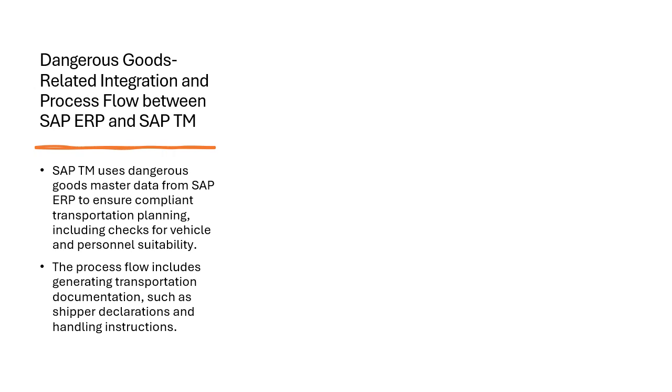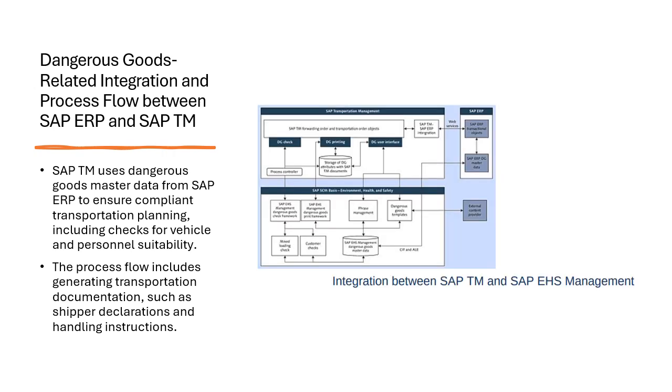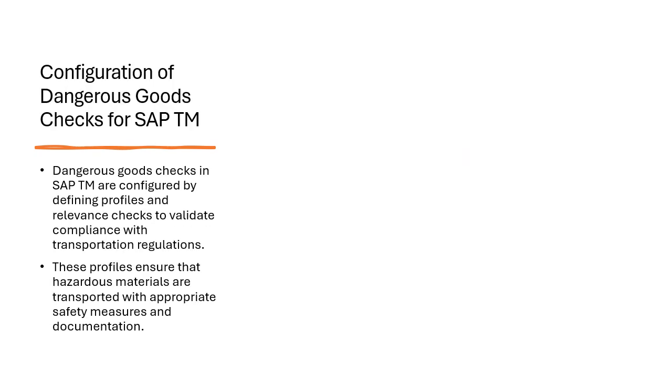So this integration ensures that correct safety checks are applied, and that compliance with international regulations, which need to be maintained, is ensured. And this image shows how SAP TM integrates with SAP EHS management to ensure dangerous goods are handled according to safety regulations. So this also outlines the data flow between the systems for checking and managing dangerous goods during transport.